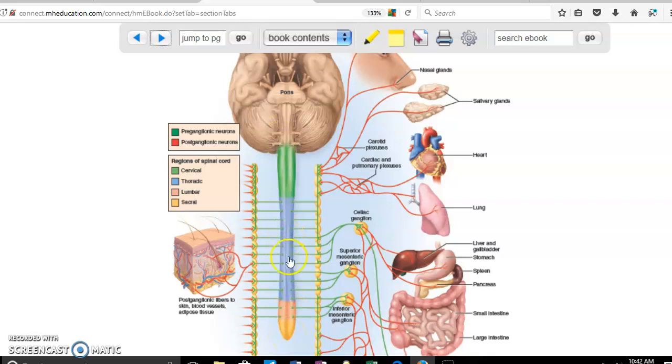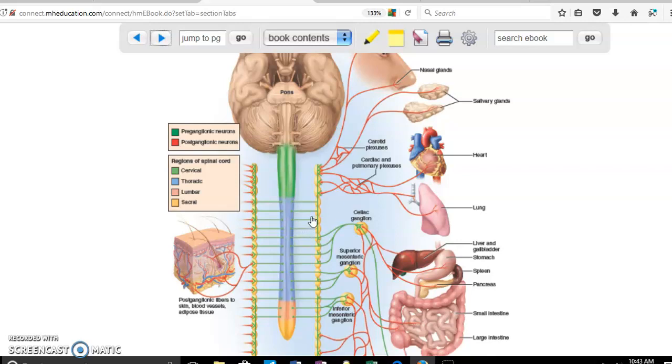Now, if you look right here at the thoracic area, you're going to see two fibers because we said that we have a synapse right here in the ganglion. The preganglionic, in this case, is green, and the postganglionic, in this case, is red. The green one is short. If you compare that with the red, that's very important because there's an anatomical difference when comparing sympathetic with parasympathetic. So the preganglionic is short and the postganglionic is long.